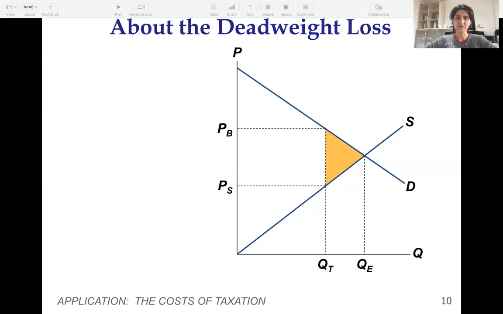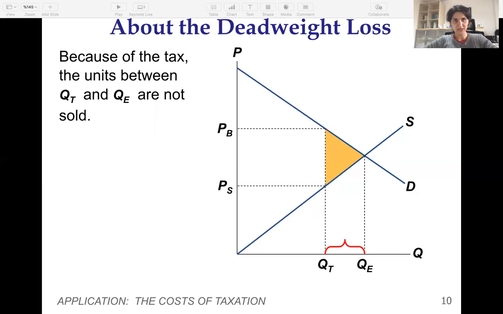About the deadweight loss: because of the tax, the units between QT and QE are not sold. But there were going to be some buyers and sellers for these, right?